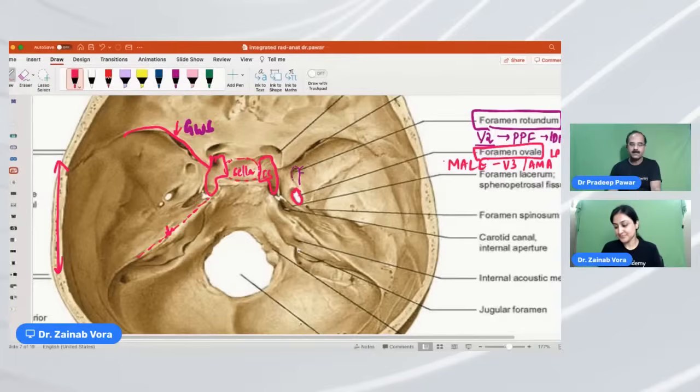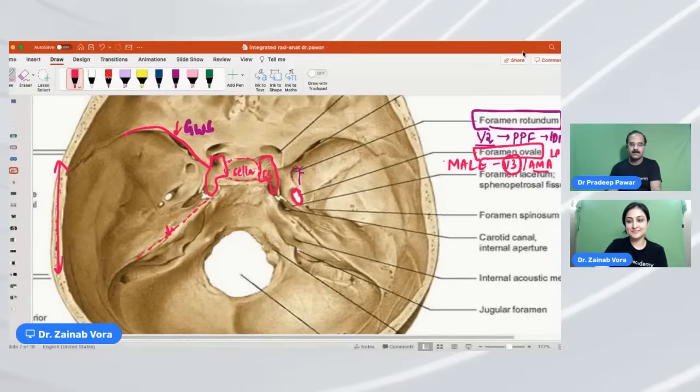The mandibular nerve leaves the skull through the foramen ovale, and the moment it gets out, it's right into the infratemporal fossa. The accessory meningeal artery, it's a branch of, come on, students. Accessory meningeal artery, a branch of, anyone?